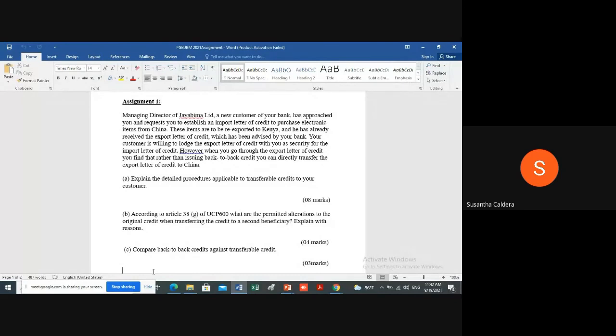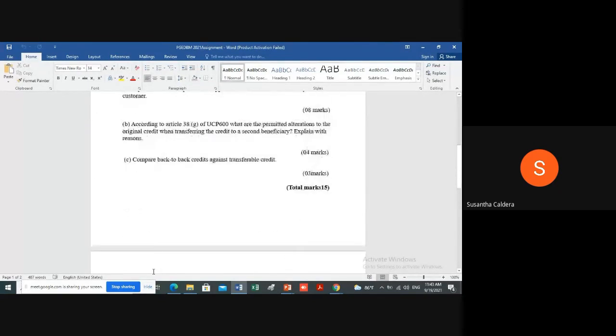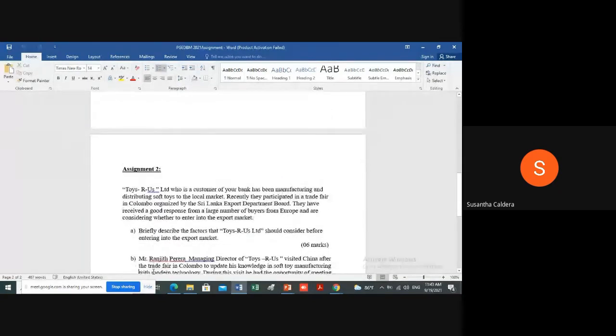Then according to Article 38G, what are the permissible alterations? Compare back-to-back rates against transferable rate. Second case study.